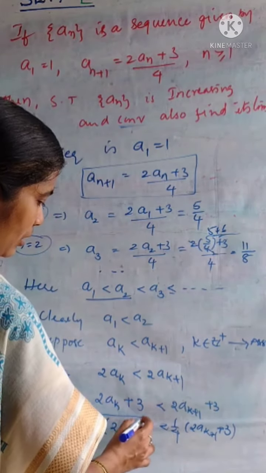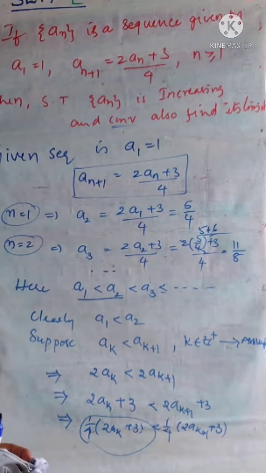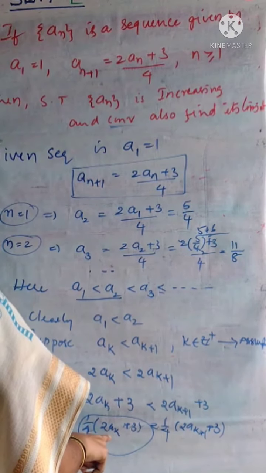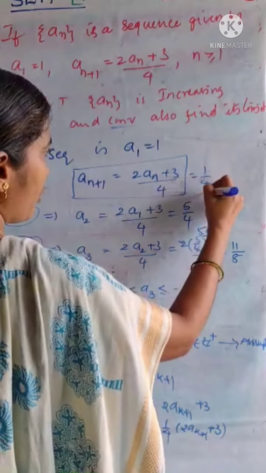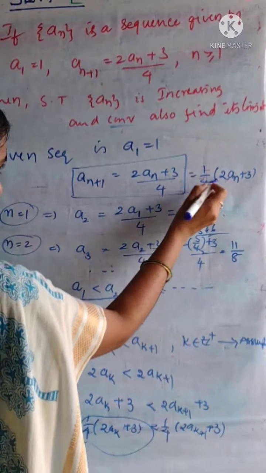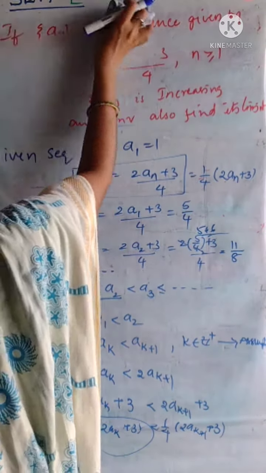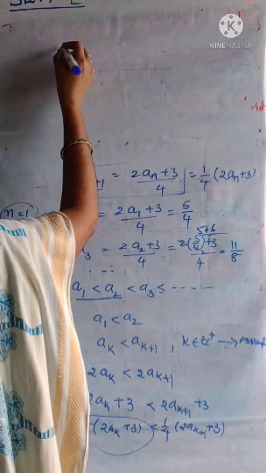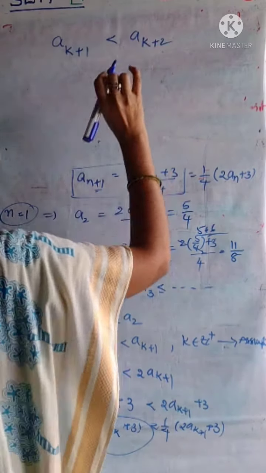Now observe that. What is this value? 1/4 into (2a_k + 3). Now observe here, 1/4 into (2a_n + 3), this value is a_{n+1}. Like that, here the value is a_{k+1} is less than a_{k+2}.